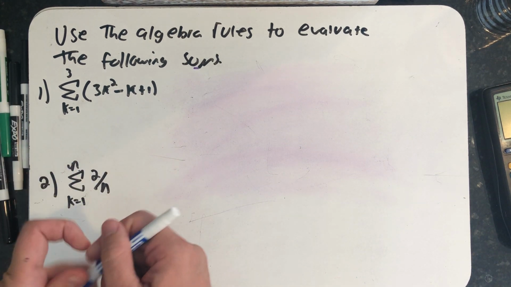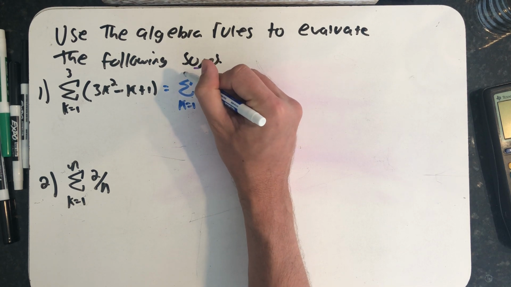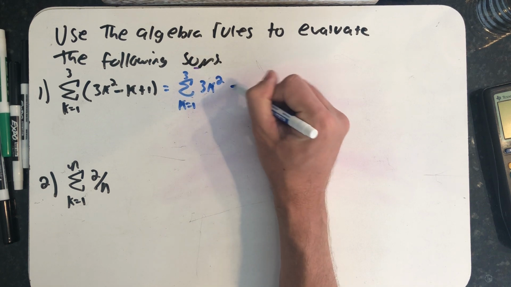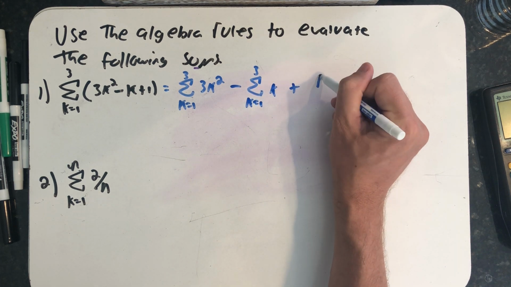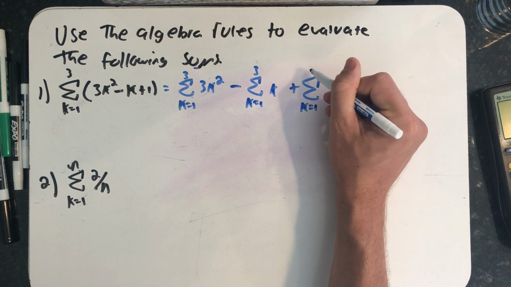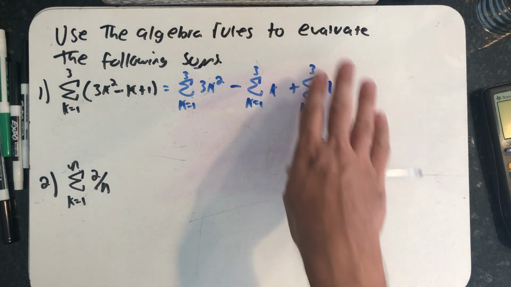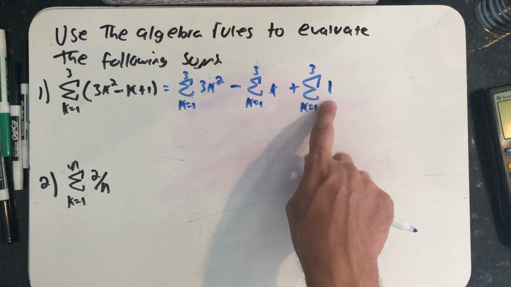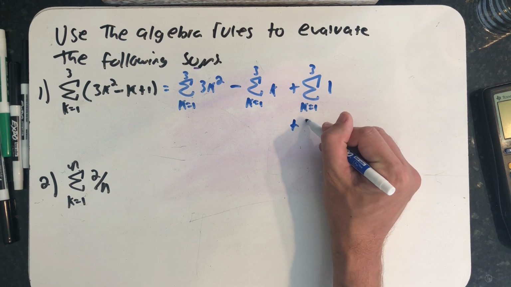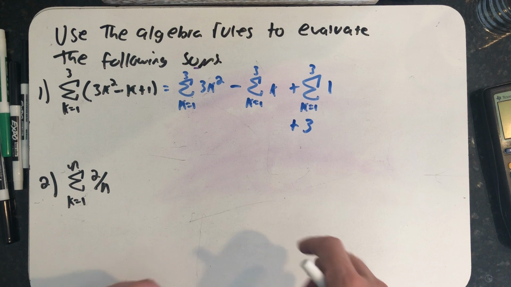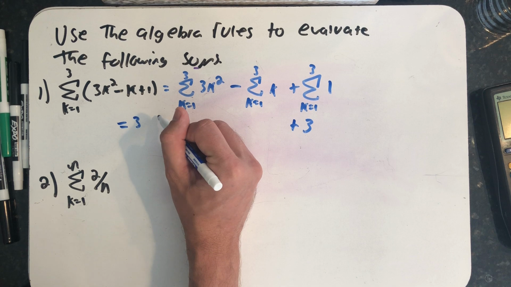So what I'm going to do first is split this up using the sum and difference rule. So I'll have three sums instead of one. All right, and this last sum's easy to evaluate whether I think about actually going from 1 to 3 or if I think about the constant rule. Right, this is a constant added to itself 3 times. 1 is 1. Excuse me, 3 times 1 is 3, and it's really just 1 added to itself 3 times. I get 3.